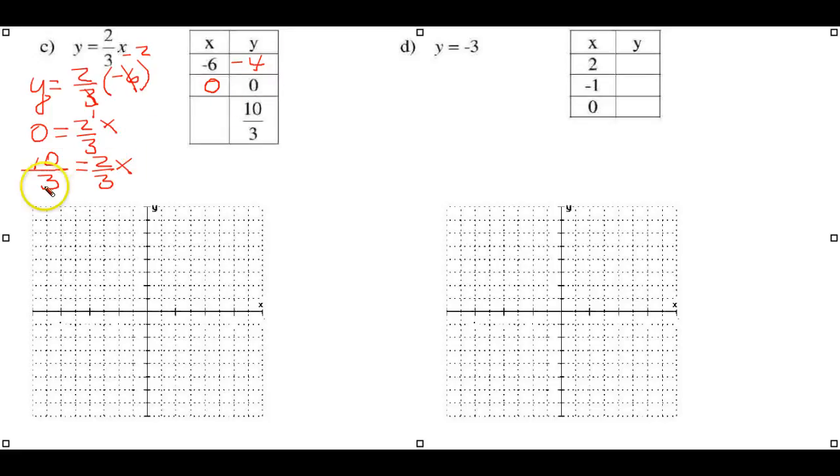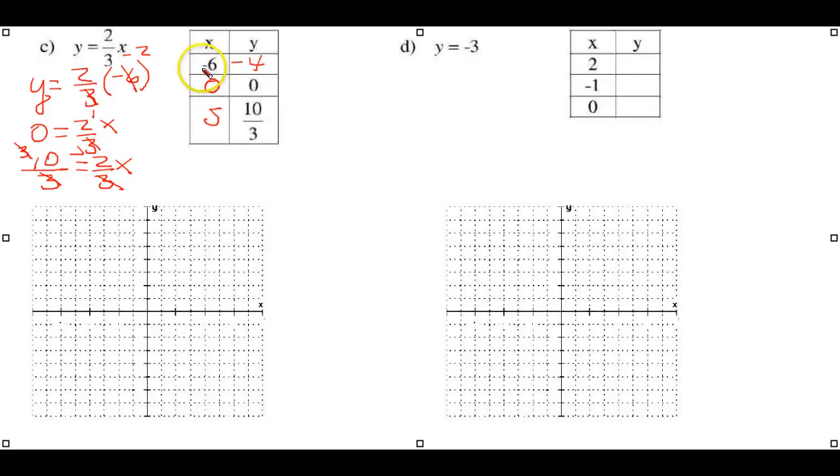Now y is 10/3, and we end up with this. We're going to multiply both sides by 3. That cancels out, and we get 2x equals 10. Divide both sides by 2. We have x equals 5.